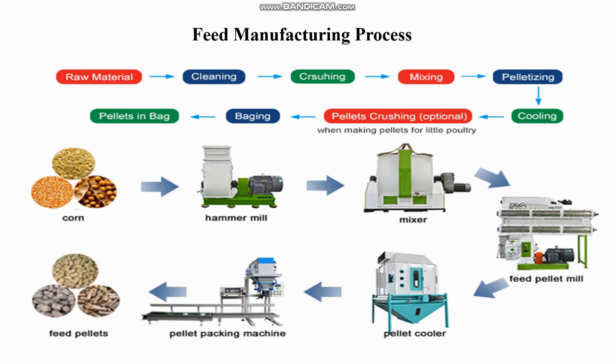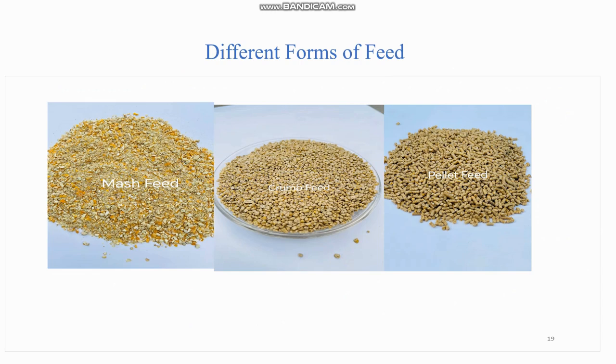This figure shows the corn hammer mill, then it goes to the mixer. As the diagram shows, the product ingredients are hammered, then mixed, then sent to the pellet mill, and then sent to the cooler where the temperature is reduced, and then packed and transported. The next slide shows the picture of the mash feed, crumbs feed, and pellet feed. These are the different forms of feed.